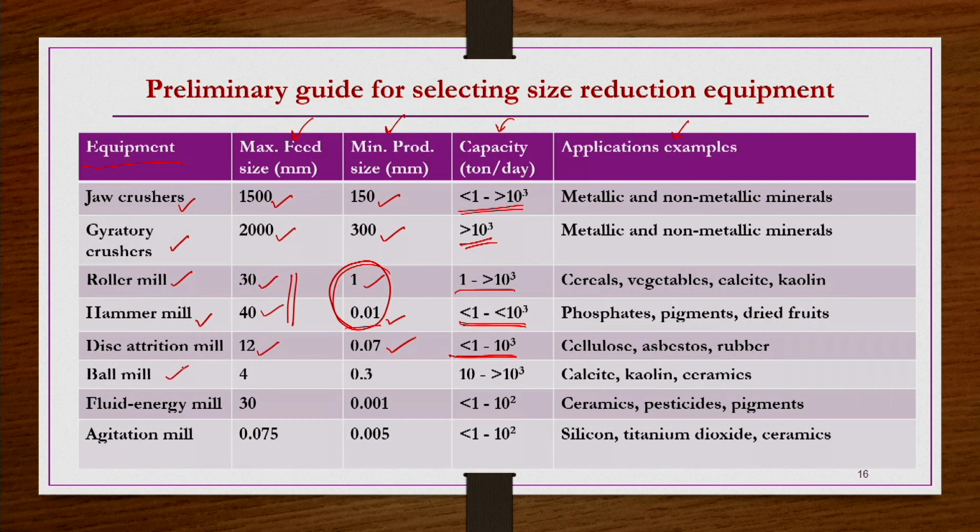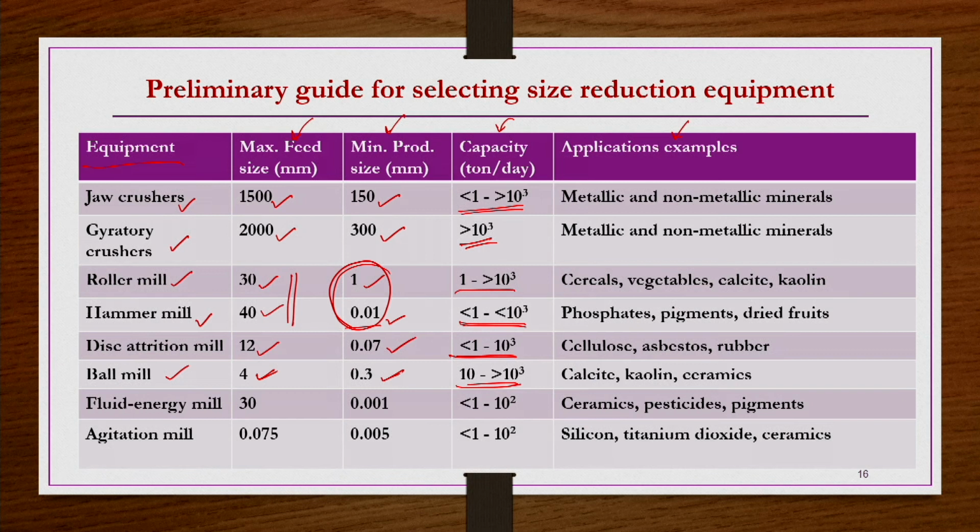Then we have a ball mill where different types of balls are taken as a kind of grinding medium. It can handle a maximum feed size of 4 mm, but it can produce product size up to 0.3 mm only. The capacity varies between 10 to 1000 tons per day. The material it handles in general is calcite, kaolin, ceramics, etc.